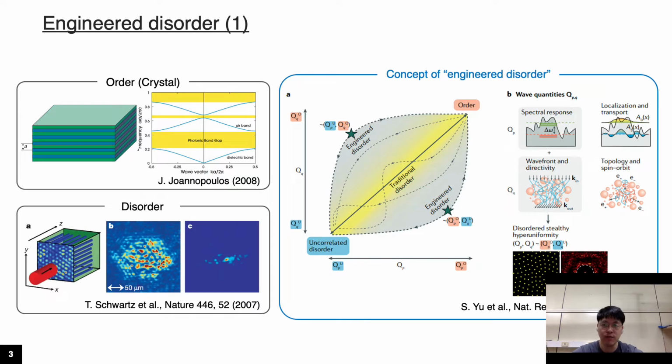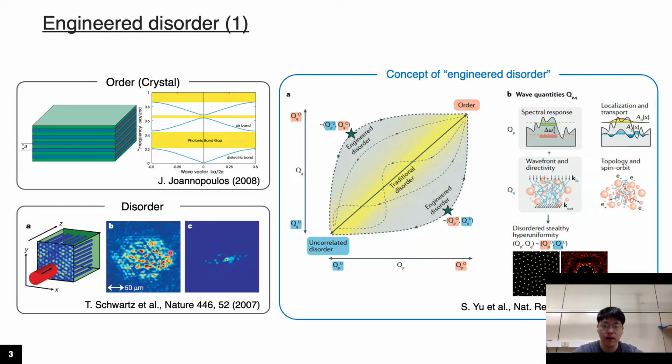Let's begin with some brief introduction to engineered disorder, which will be one of the keywords of my presentation. As you already know, light behavior strongly depends on the structural information of materials in terms of light-matter interactions. That is, crystals and uncorrelated disorder show distinct features in light propagation, scatterings, and spectral responses. For example, crystals lead to photonic bandgap at a certain range of frequencies, while also allowing efficient photon transport at the other range of frequencies.